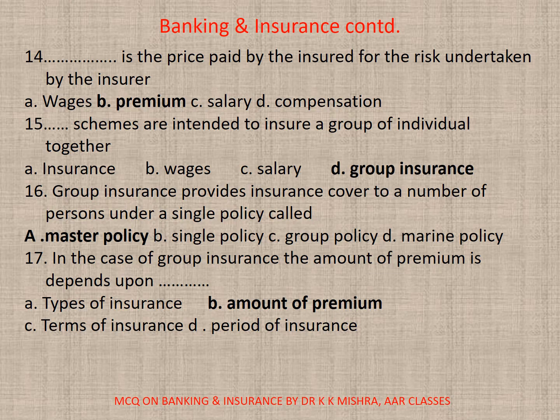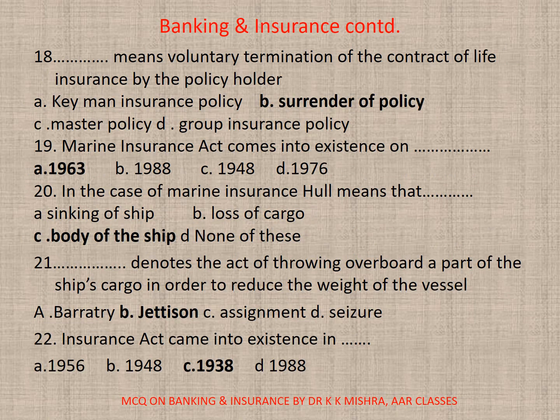17. In the case of group insurance, the amount of premium depends upon A. Types of insurance, B. Amount of premium, C. Terms of insurance, D. Period of insurance. Correct option is B. Amount of premium. 18. Dash means voluntary termination of the contract of life insurance by the policy holder. A. Key man insurance policy, B. Surrender of policy, C. Master policy, D. Group insurance policy. Correct option is B. Surrender of policy.